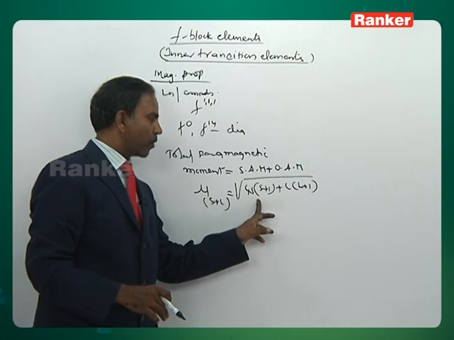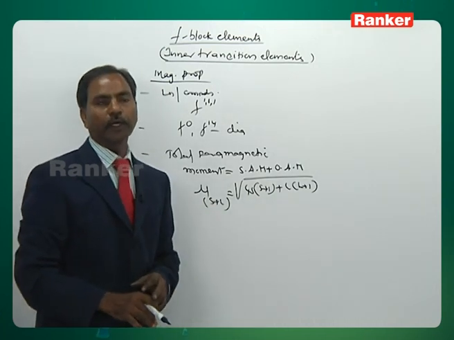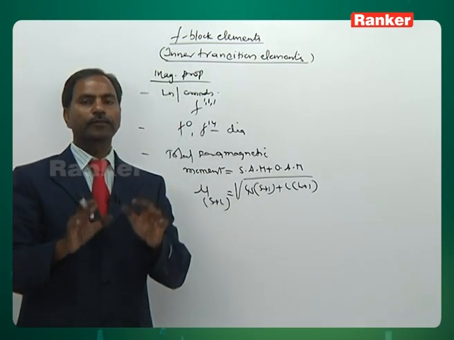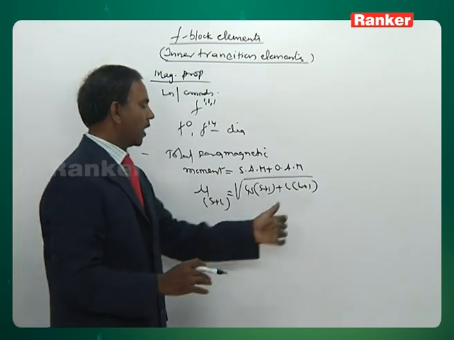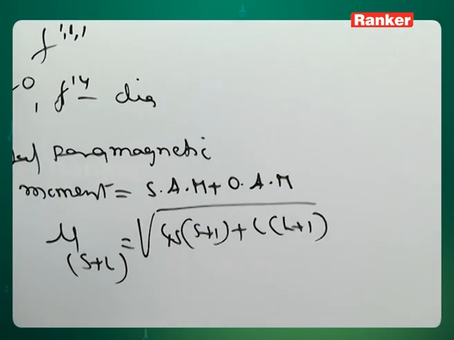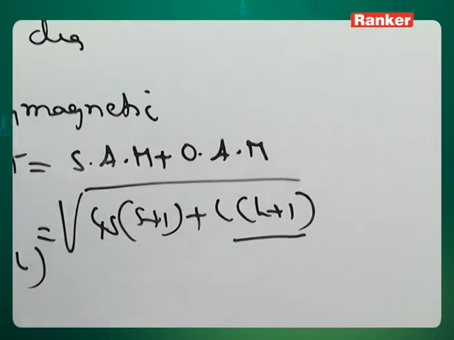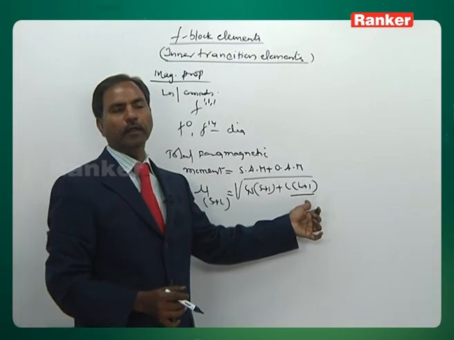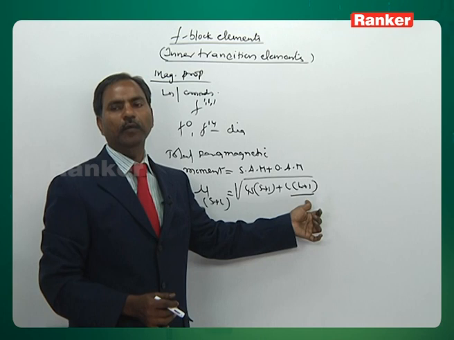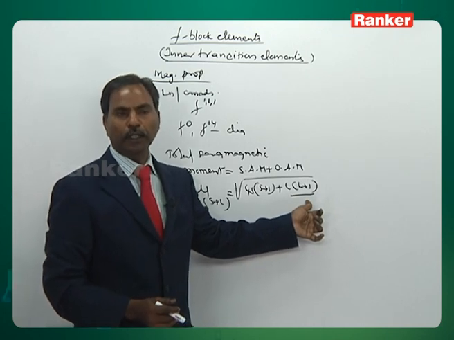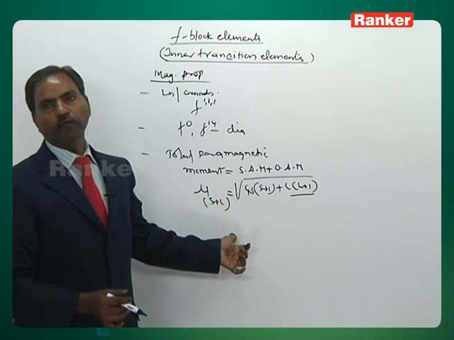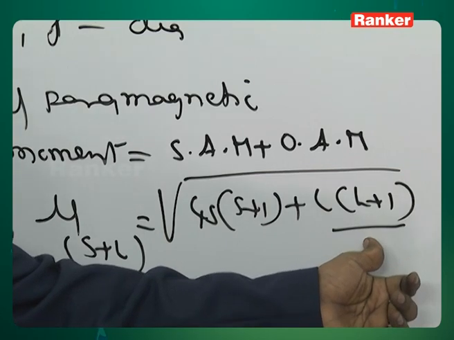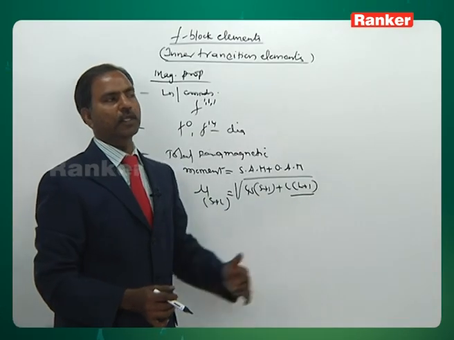This term stands for spin angular moment, and this stands for orbital angular moment. In d block elements, especially in the 3d series, the orbital angular moment is quenched by the ligand fields. Therefore, you need not consider the orbital angular moment for the calculation of total paramagnetic moment of d block elements, especially the 3d series. But in the case of f block elements or lanthanides, this orbital angular moment is not quenched by the ligand fields.